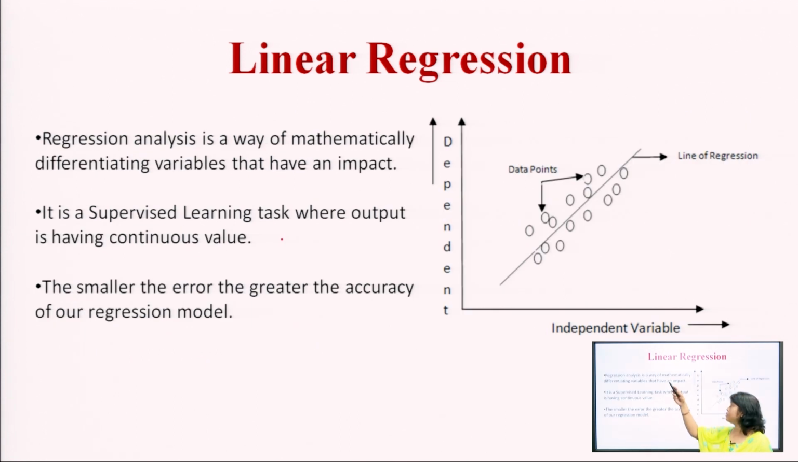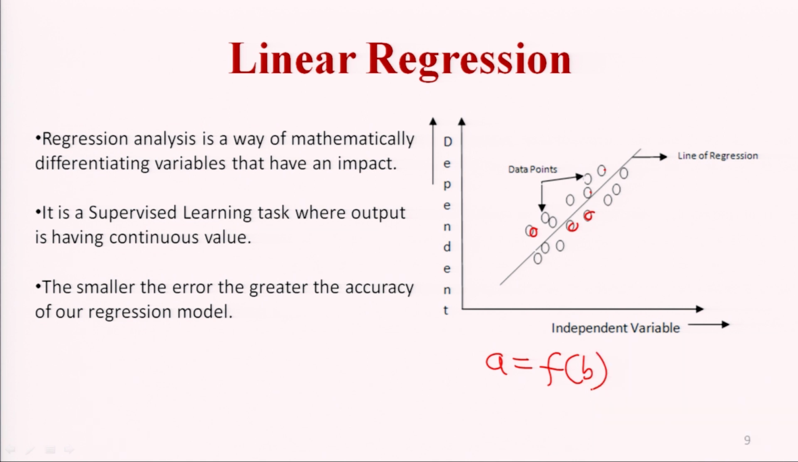You can see this with this example. Linear regression analysis is a way of mathematically differentiating variables that have an impact. It is also a supervised learning task where the output has a continuous value. Maybe some student is here, maybe here, maybe here, maybe someone is very close. This is the regression line and these are the data points, and this is the independent and dependent variable. Dependent and independent variable means what? Suppose A equals f of b, right. Linear regression is also categorized into two parts.